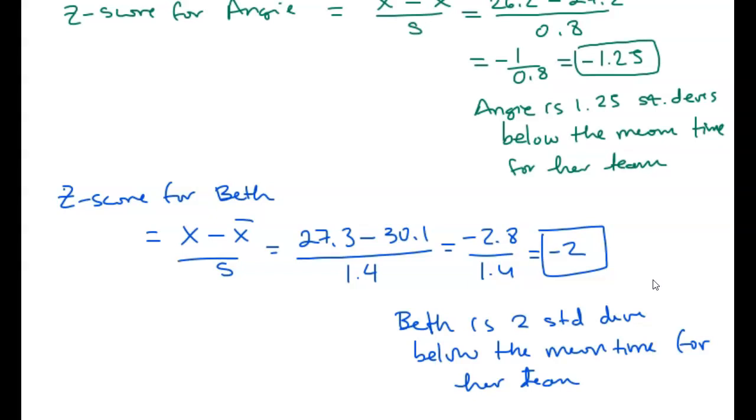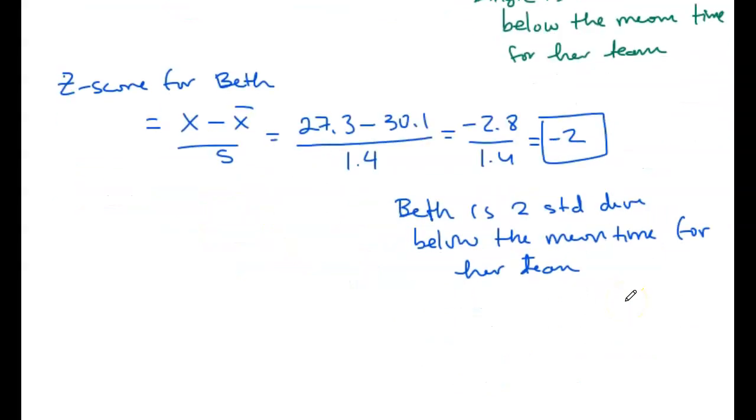But notice that we're not just subtracting the mean from the times, because we're also taking into account the spread of times within the team. That gives us a better idea of how one particular person compares with the rest of the group. Because Beth's z-score is lower than Angie's z-score, Beth is doing better compared to her team than Angie is.